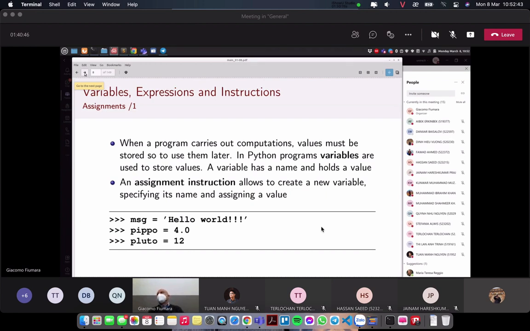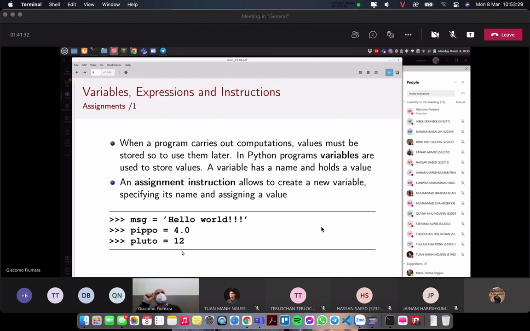How to create new variables? The simplest way is to assign a value. An assignment instruction allows us to create a new variable, specifying its name and assigning a value. For example, hello world assigned to the variable msg is a Python instruction, and it is an assignment.